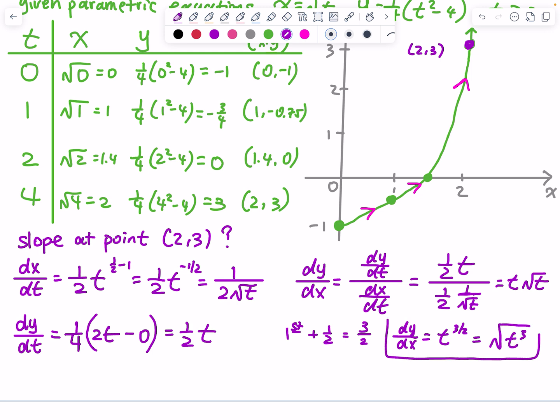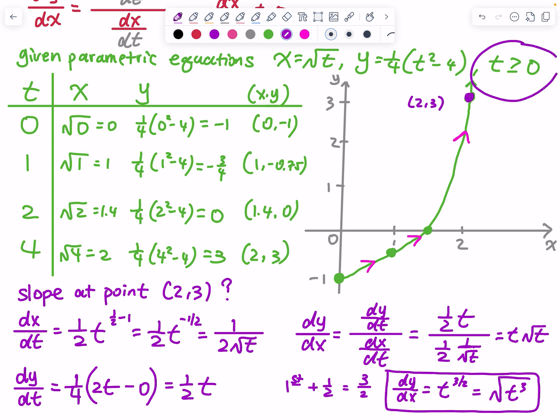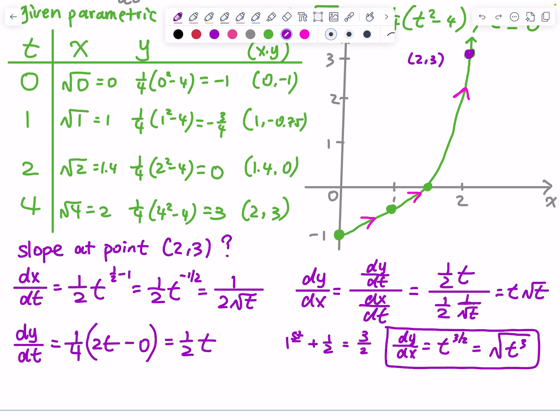And then this is the derivative of the parametric curve at t, when t is greater than 0. I cannot say at any t. It must be t greater than or equal to 0. When t is greater than or equal to 0, I have one derivative, or one function, that represents the slope of the curve.